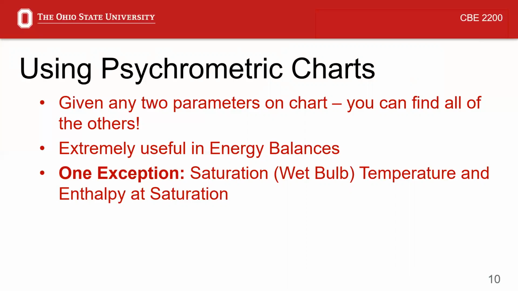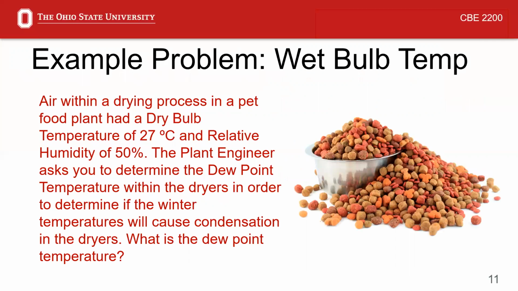Now, I just said that given any 2 parameters that we just covered, you can find all the other ones. There's one exception to that, and I want to point it out because you might be examined or quizzed over it. If you're given saturation temperature and enthalpy at saturation, since they share the same grid lines and they're found in similar manners, those will only tell you the line that the airflow is on, and they won't allow you to find the other parameters that we've discussed.